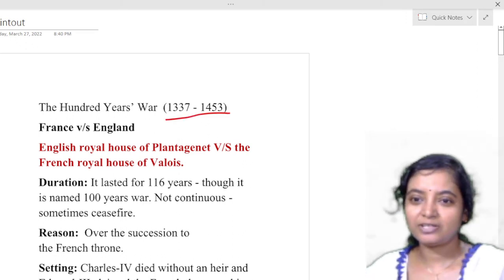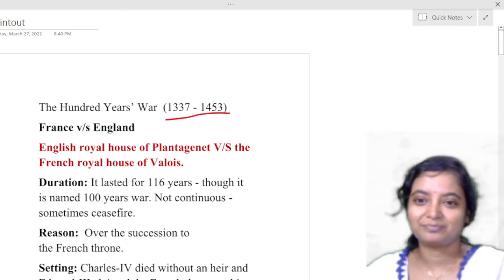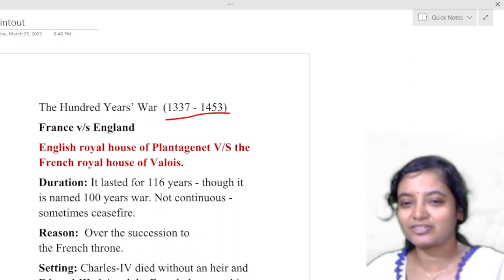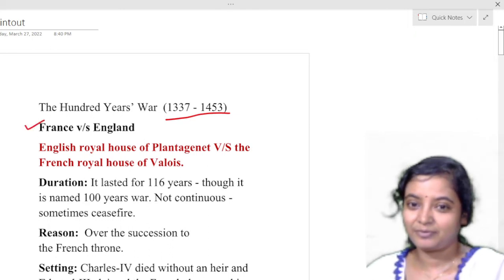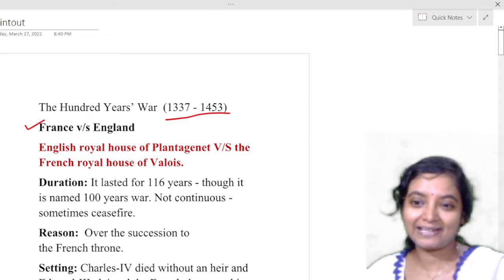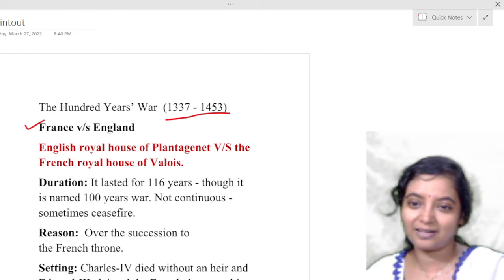And actually it was more than 100 years. But for convenience, the historians call it the 100 Years' War. The war was between France and England. France versus England. The English royal house of Plantagenet versus the French royal house of Valois.